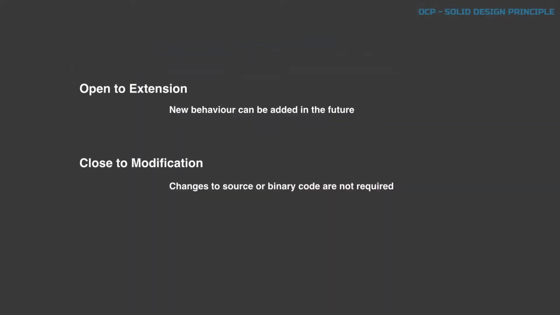Let's quickly revise what we have learned up till now. The two terms I told you to remember throughout this video: the first one is open to extension and closed for modification. Assume you have built a software and you want to add a layer, a feature, to it. The behavior can be added in the future. And closed to modification means that changes to the source and binary code are not required. So this should be avoided.